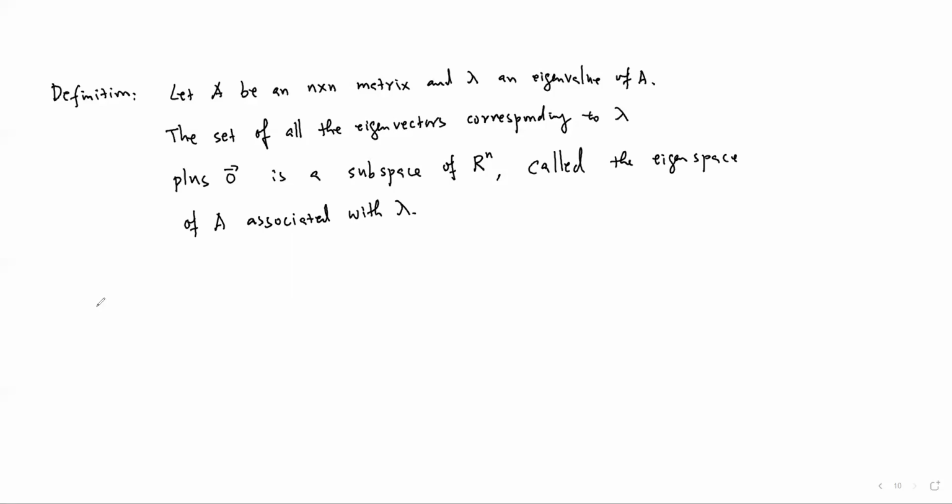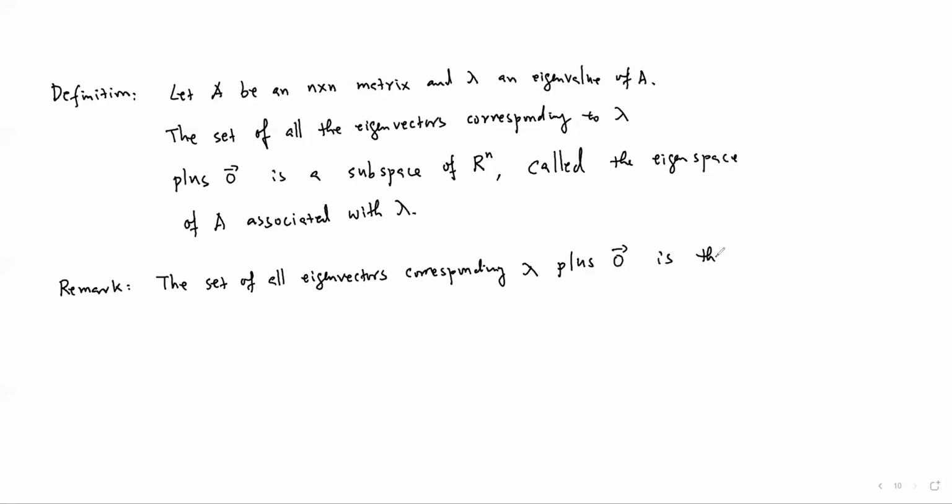Let me make a remark about this definition. The set of all eigenvectors corresponding to eigenvalue lambda plus 0 actually is the set A minus lambda I, the null space of this matrix.